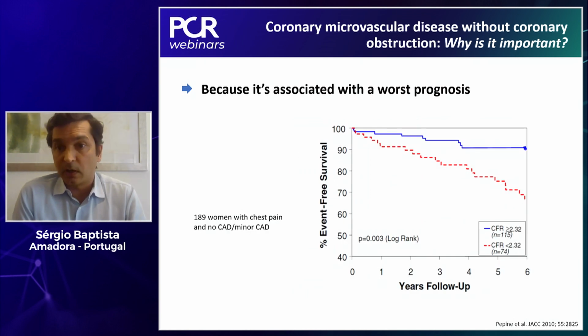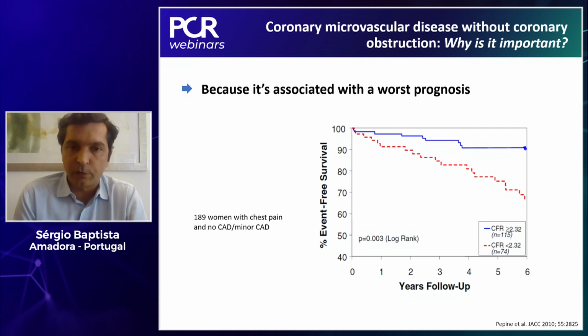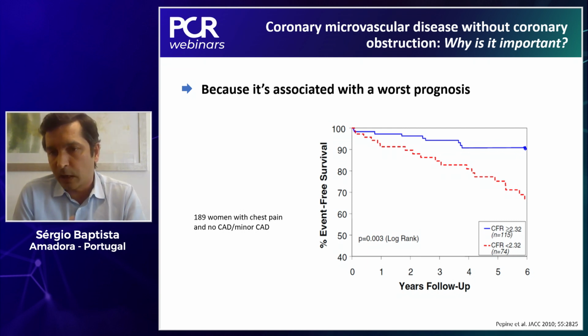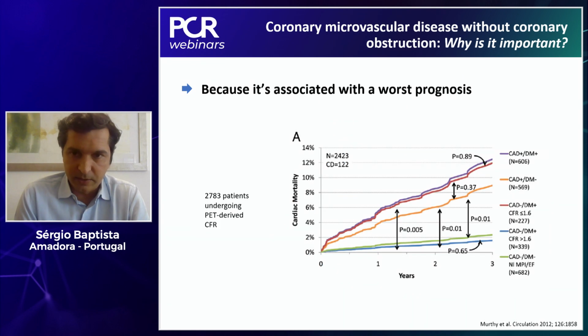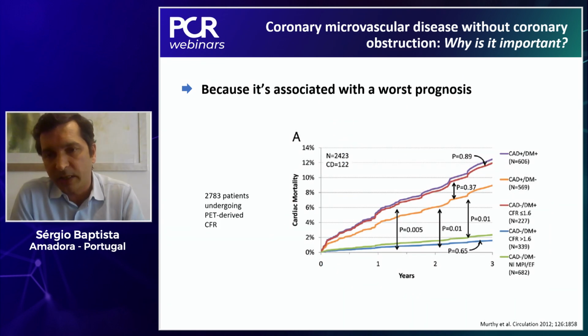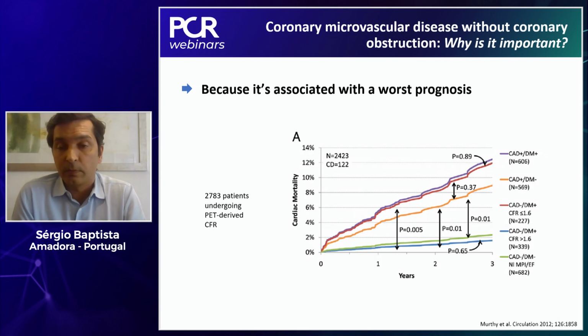The second reason is because it's associated with a worse prognosis, and we can clearly see this in this slide, in this study in which coronary flow reserve, CFR, was measured in patients, and patients with a low CFR, in this study defined as below 2.32, had a clearly worse prognosis as compared to patients with a normal CFR. And the same in this second study, here in brown, you can see the curve of patients with microvascular disease, and their prognosis was as bad as the prognosis of patients with obstructive coronary artery disease and diabetes.